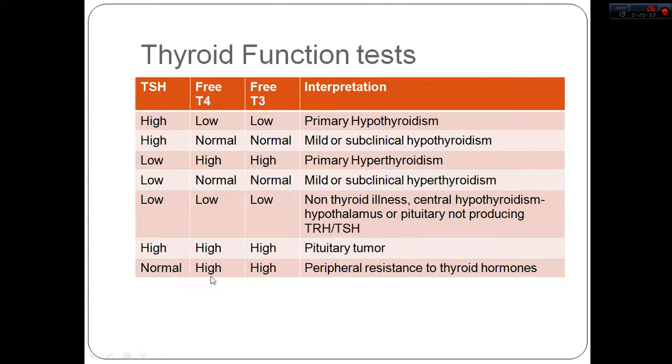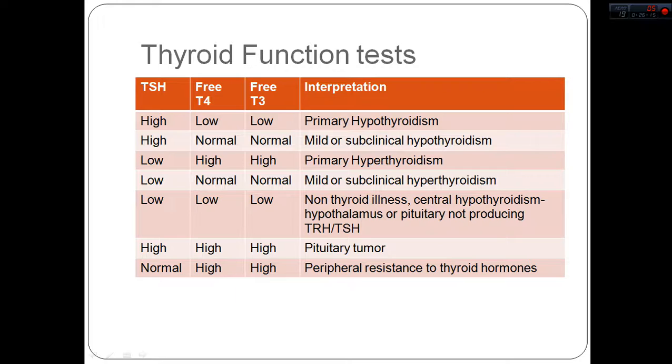Now the last scenario, here free T4 and free T3 are high, but the TSH is normal. So if the TSH is normal, usually everything is normal, all right? Usually everything is normal. But then why are free T3 and T4 high?